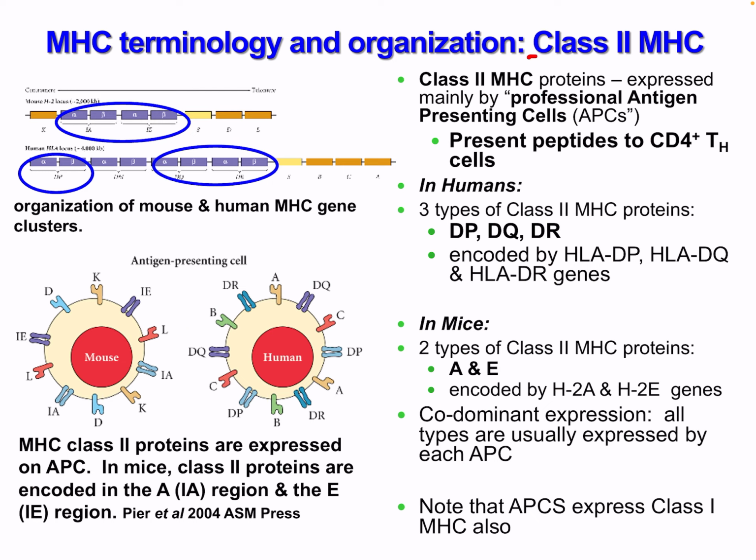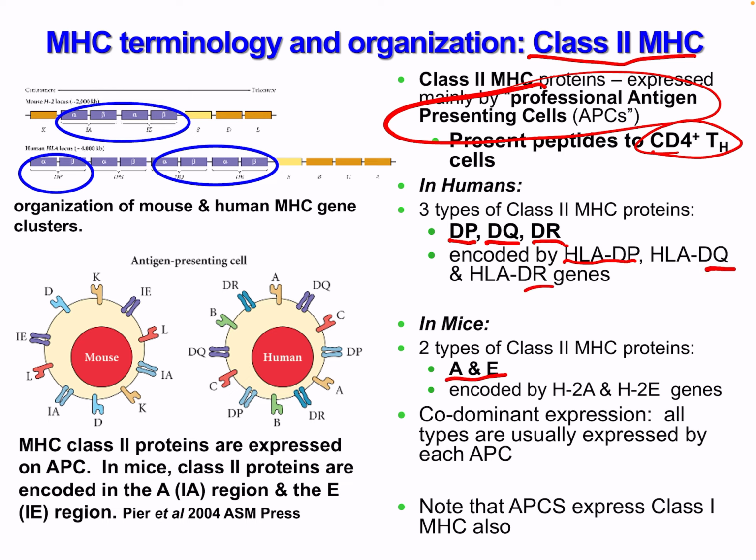So now we'll look at class 2. Class 2 MHC proteins are expressed mainly by professional antigen-presenting cells, so APCs: dendritic cells, macrophages, and some B cells. These present peptides to CD4 positive helper T cells. In humans, there's DP, DQ, and DR, and these are coded by HLA-DP, DQ, and DR.